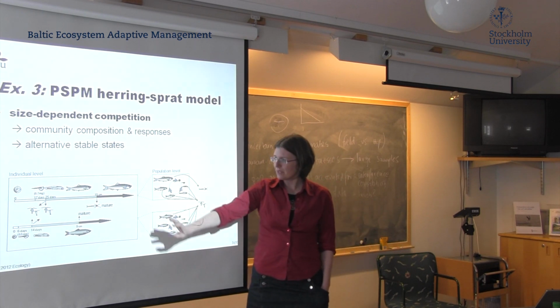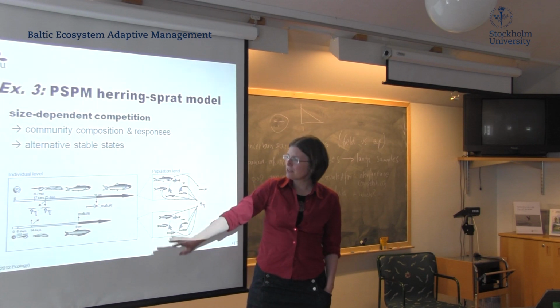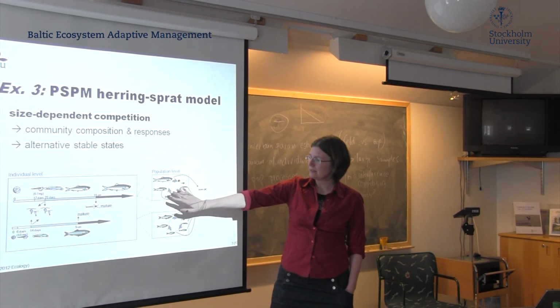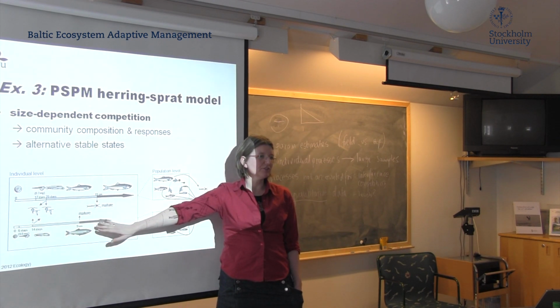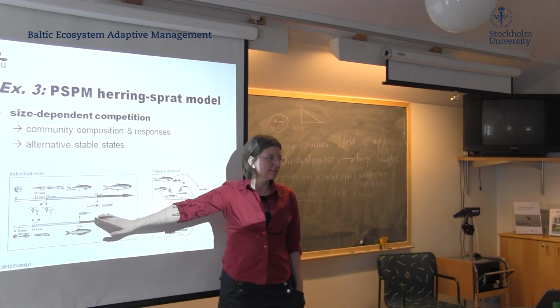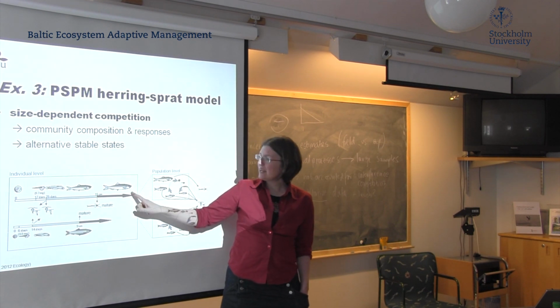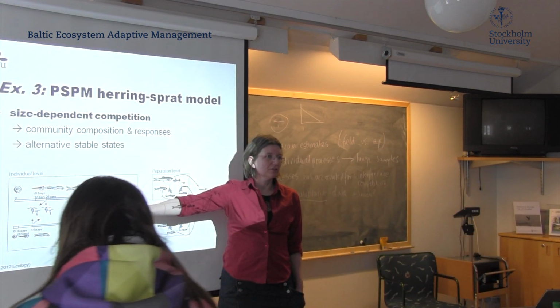What they do throughout life depends on their size. The thing to notice is that sprat in this model mature at 9 centimeters. When they reach that, they start allocating energy to the gonads. And when they have large enough gonads and they are in the right season, they will reproduce. Whereas herring mature at 15 centimeters, so they're larger.